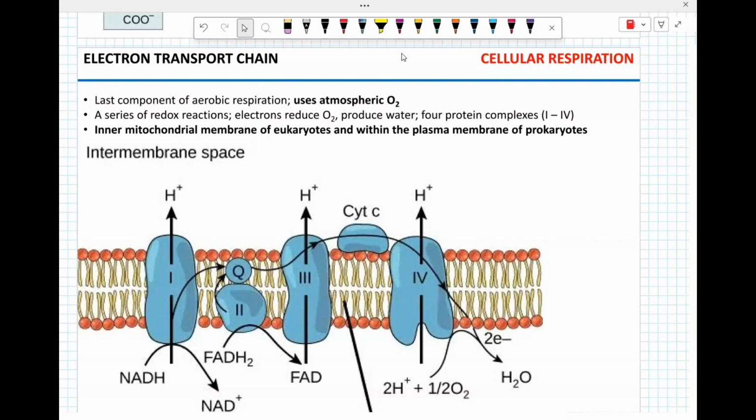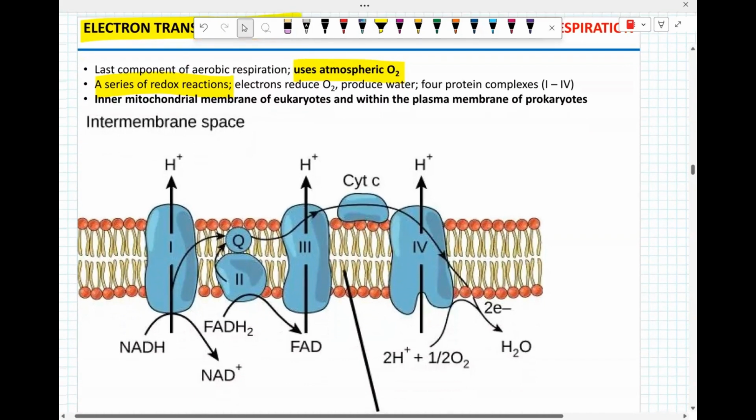Well, those steps were essential to generate a large number of electrons that will enter the electron transport chain. It is the last step of aerobic respiration. The electron transport chain uses atmospheric oxygen directly, and it essentially consists of a chain of redox reactions. At the very end of these redox reactions is oxygen. Electrons reduce oxygen to water, and the movement of electrons through the electron transport chain is facilitated by 4 different proteins.